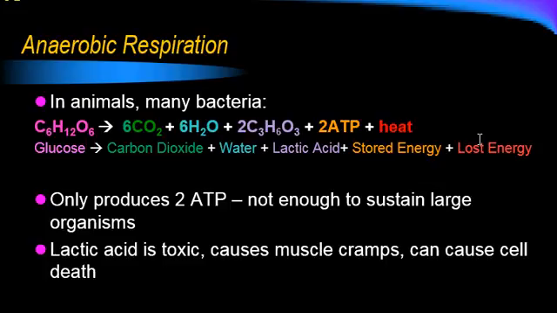However, small organisms like yeast and bacteria can survive on this because they don't need as much energy in the first place. And that's how you get organisms that live in anoxic environments, environments that have no oxygen. It's because they're using this form of respiration to break down their food. Now, one example of this is the organisms that are in yogurt. They create that lactic acid, and that's why you get that sour taste.